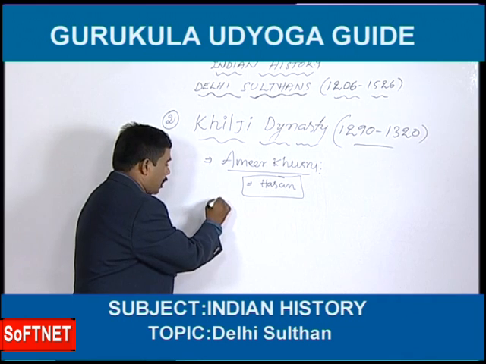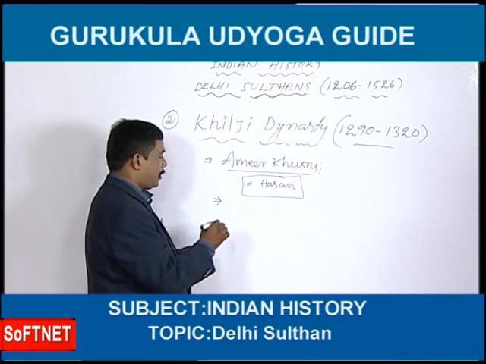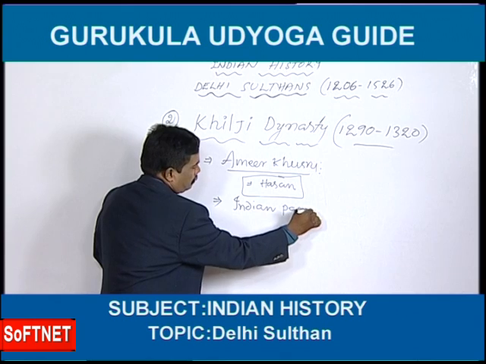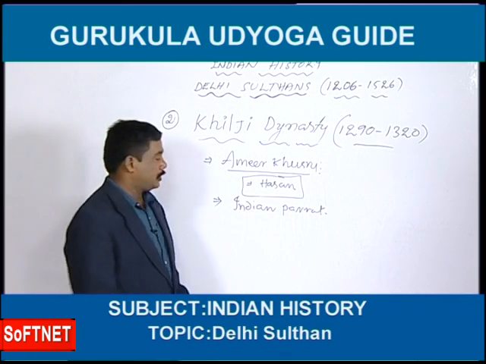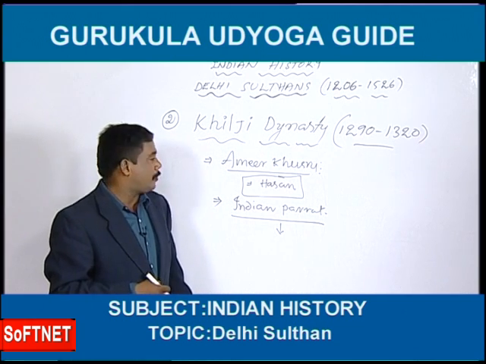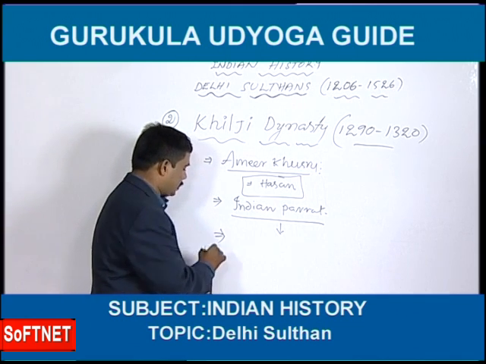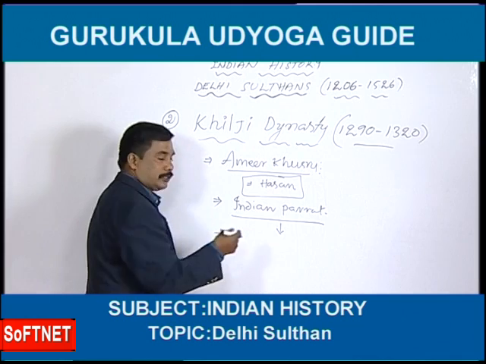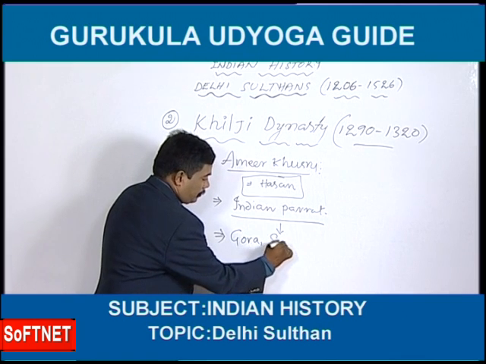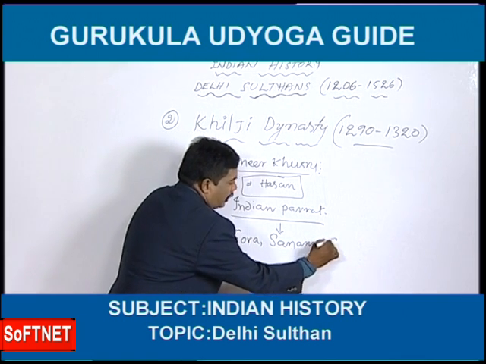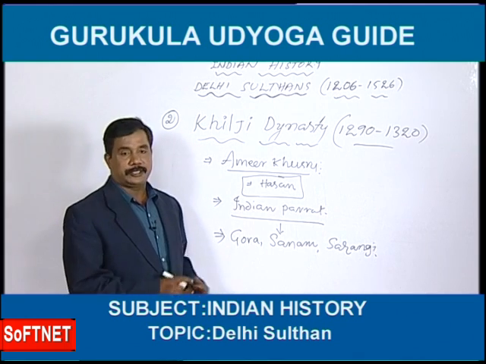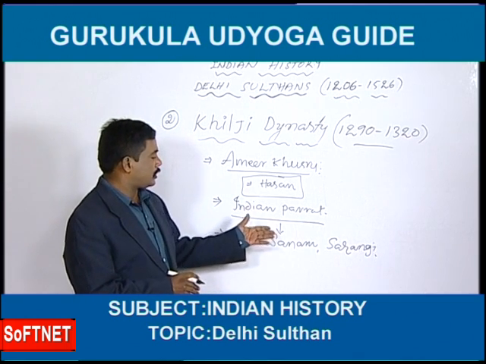And Amir Khusru had the title Indian Parrot. He introduced so many music styles in India, for example ragas. The ragas are Gora, Sanam and Sarangi. These are the ragas, music styles. So he introduced Gora, Sanam and Sarangi.